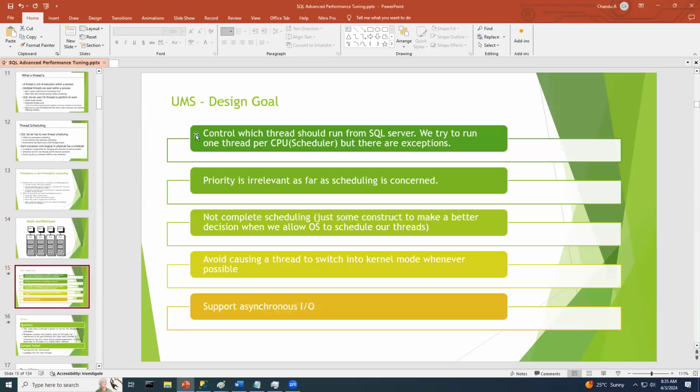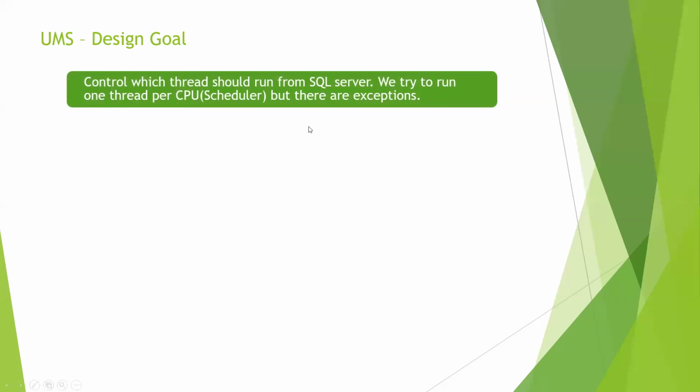Before that, the reason for having this UMS goal, which we were talking about earlier, is to control which thread should run from SQL Server. So we are controlling, or SQL Server is controlling, when we run our load at the Windows, I mean CPU, level. We try to run one thread per CPU. Either with a SQL operating system or without one, at any given point of time only one thread will execute on the CPU, but there are exceptions, for example parallelism, which we will talk about later.